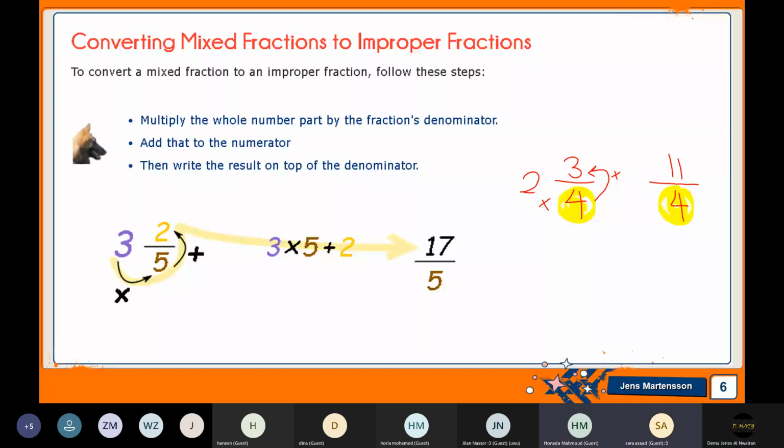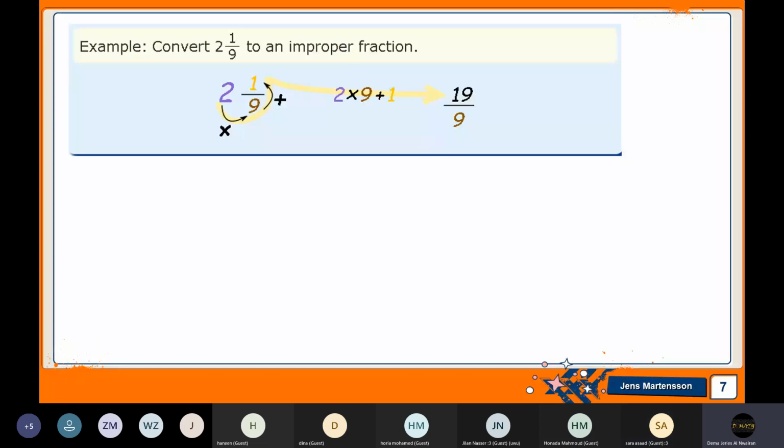We took it before in grade 4, I guess. Yes, we take it. Remind me. Now, if we have 2 and 1 over 9, first step, where is the denominator? Is it 2 or 1 or 9? 9. Good. You will write it down as it is.